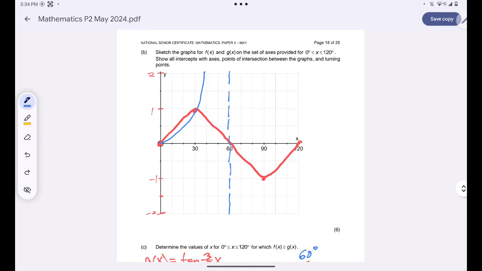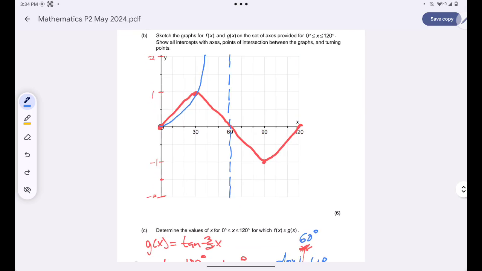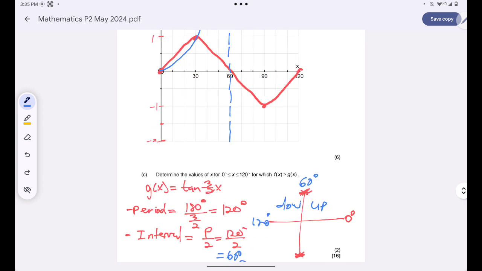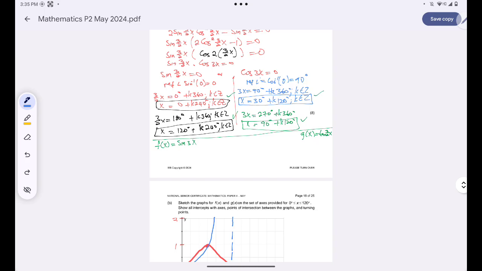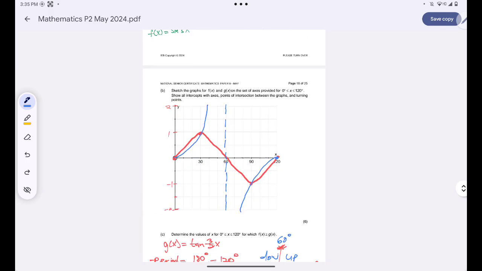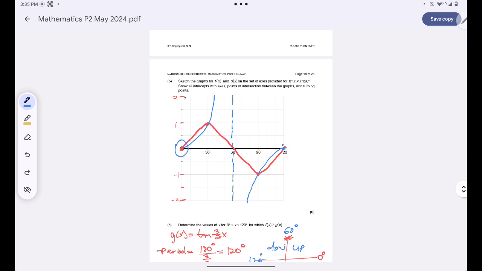From 0 to 60, it must go up, and then from 120 to 60, we are going downwards. The two graphs intersect at 120 and 90 degrees, so it must go like that. Remember that we calculated the general solution for the equations together. So I know that at 120, the two graphs will intersect. At 30, they will intersect. At 90, they will intersect as well. And at 0 degrees, they will intersect as they just did there. So that's how you'd have tackled the question.